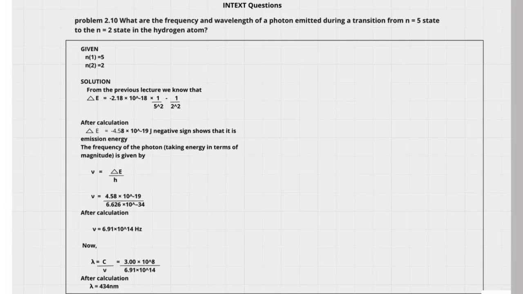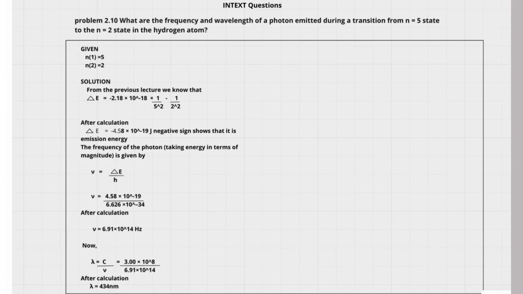Problem 2.10. What are the frequency and wavelength of a photon emitted during a transition from n equals 5 state to the n equals 2 state in the hydrogen atom? We have the following given values. n1 equals 5. n2 equals 2.